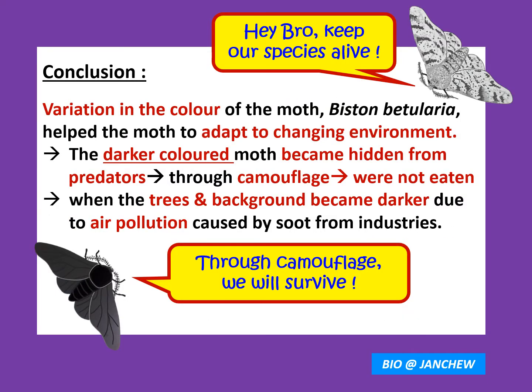So here's a summary of our story about the moth. Now this topic is quite important because it's been tested in the structured question and also the objective question. So you must know the story of the moth, Biston betularia. So our summary or conclusion is that variation in the color of the moth, Biston betularia, helped the moth to adapt to the changing environment. And the darker colored moth became hidden from the predators through camouflage, so they avoided being eaten, when the trees in the background became darker due to air pollution caused by soot from the industries.